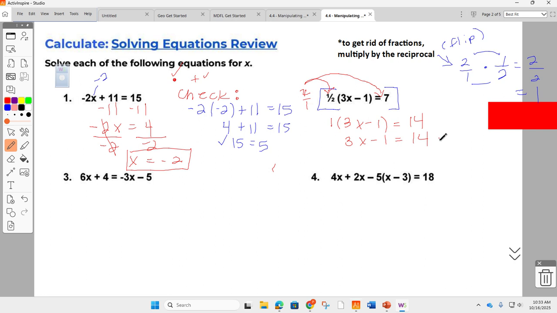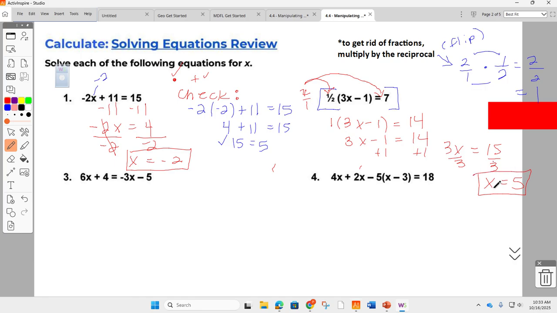What are we going to do to solve it from here? Connie, what do we do to solve it from here? So we're going to undo 3 times (x minus 1). Remember we said we're always going to undo addition or subtraction first. Perfect. We're going to add 1 on both sides. So I'm going to go get this and run out of room. 3x equals 15. Now we divide both sides by 3. And now we know that x equals 5.